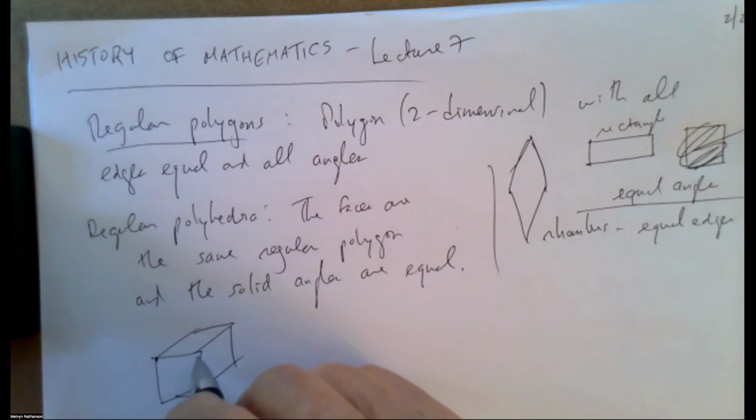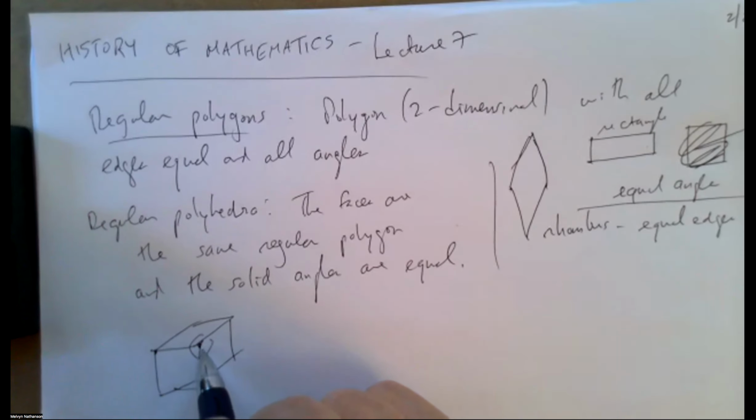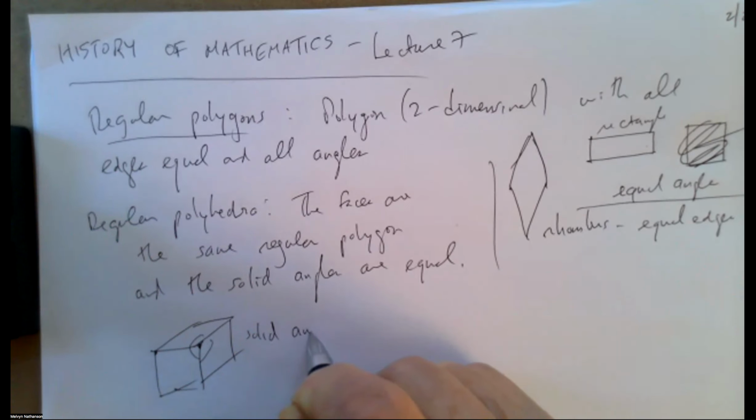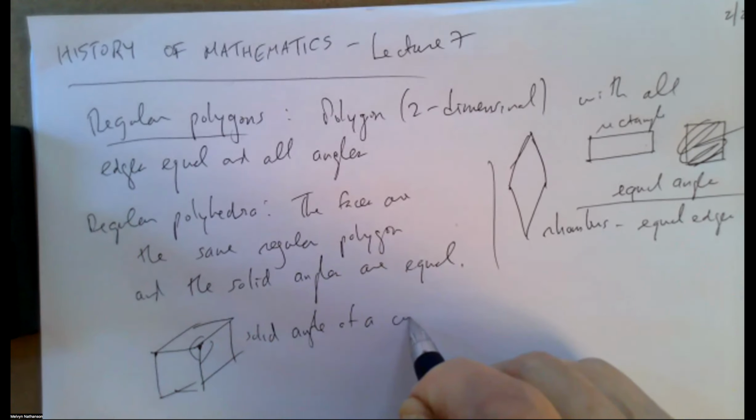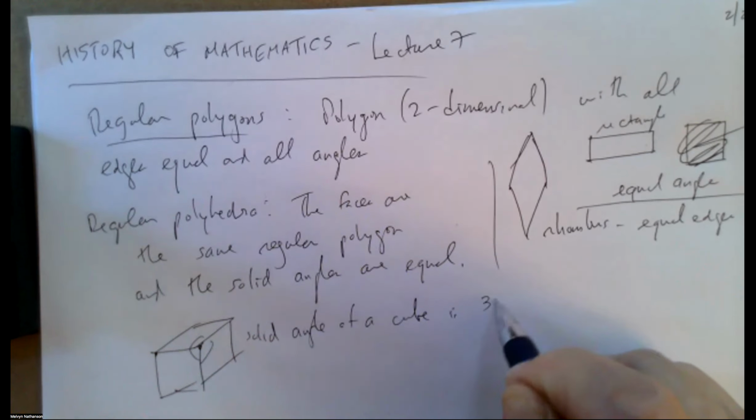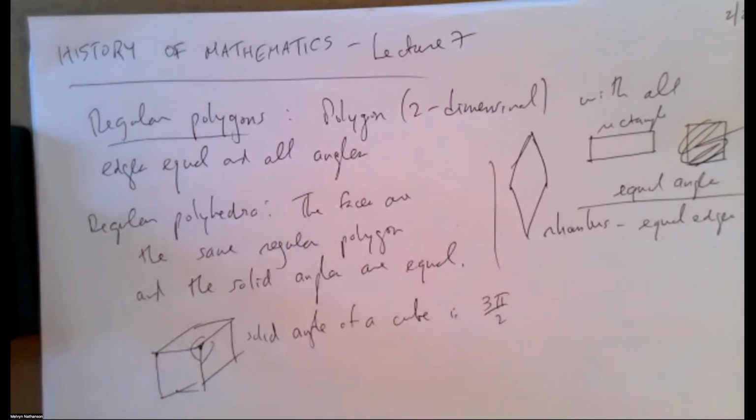And what are the angles? So how do you define a solid angle? If you have three planes meeting at a vertex, you just add up the sum of the angles of each of those planes. So at each corner of the cube, you have three squares, each square has a right angle. So the solid angle of a cube is three right angles, 3π/2, or 270 degrees. So in a cube, every solid angle has angle measure 3π/2.